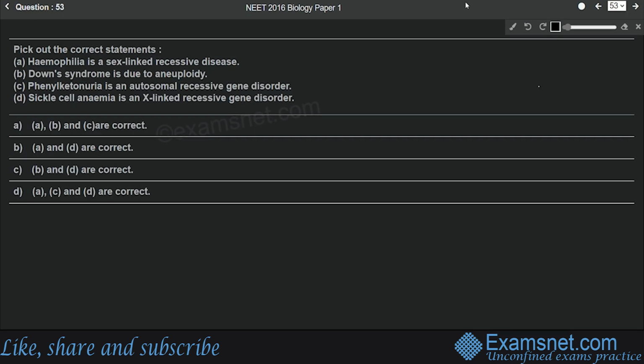Question number 53 is from the chapter Principles of Inheritance and Variation, and the question is, pick out the correct statement. So the first statement is hemophilia is a sex-linked recessive disease. So this is a correct statement because the abnormal gene responsible for hemophilia is carried on the X chromosome. Okay, so the abnormal gene is present on X chromosome. So this is the correct one.